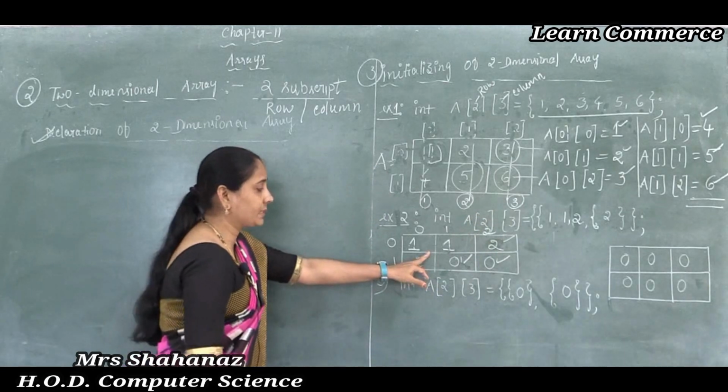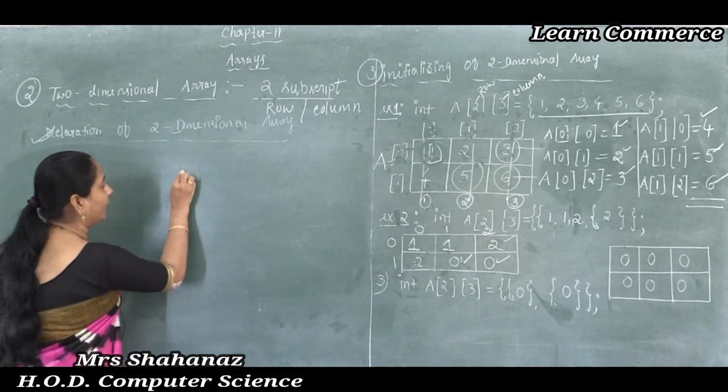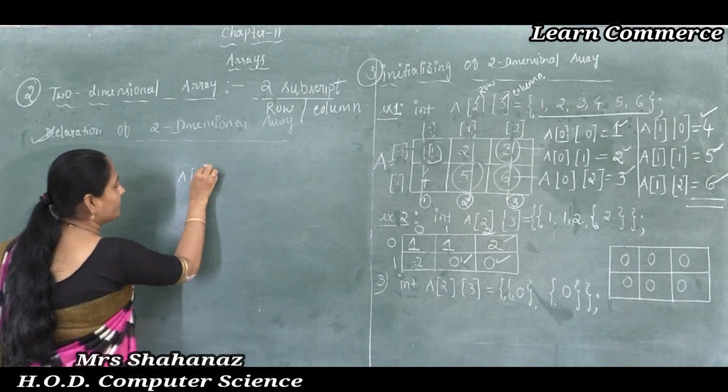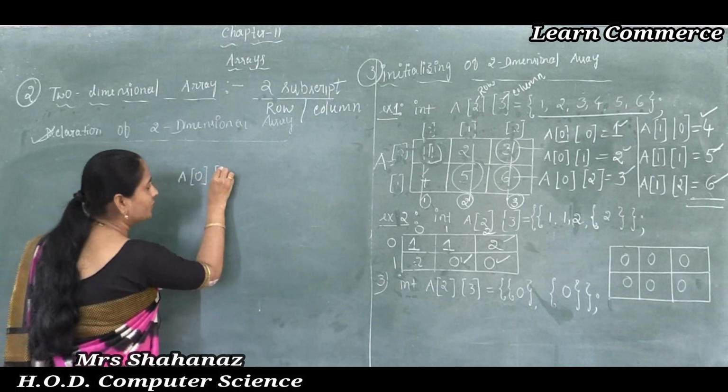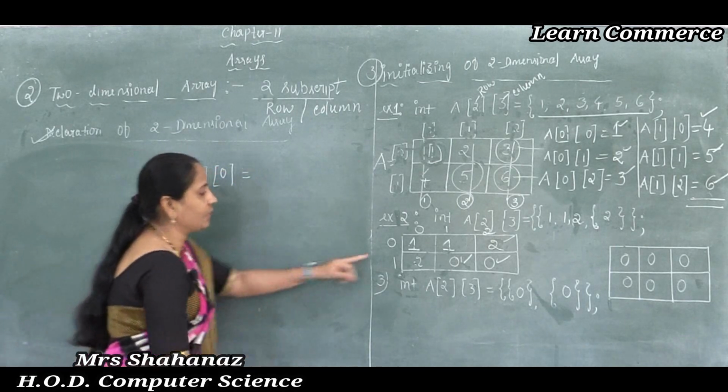Now I want to access the element. How am I going to access the element? A of row size 0, column size 0. That means I can access the value 1.